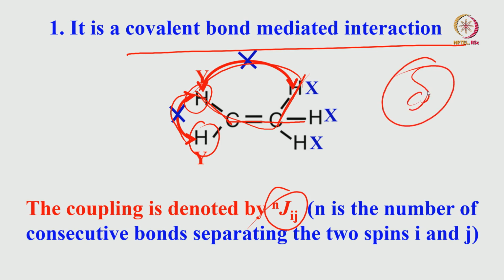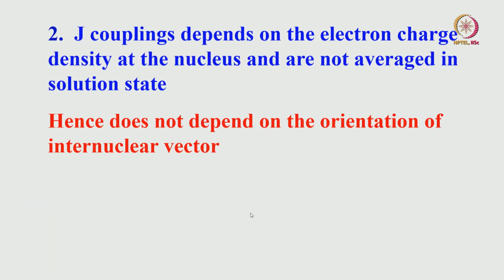I said chemical shift is referred to as a ppm scale, also called the delta scale. Coupling is referred to as nJij, where n is the number of consecutive bonds separating the two interacting spins. For example, this proton and this proton are interacting, separated by 1, 2 and 3 bonds. So this is called 3Jij between this proton and this proton.